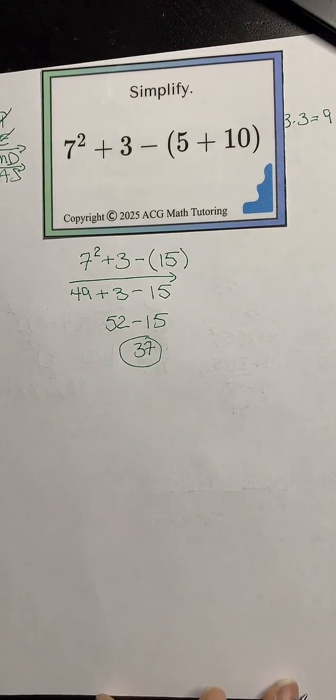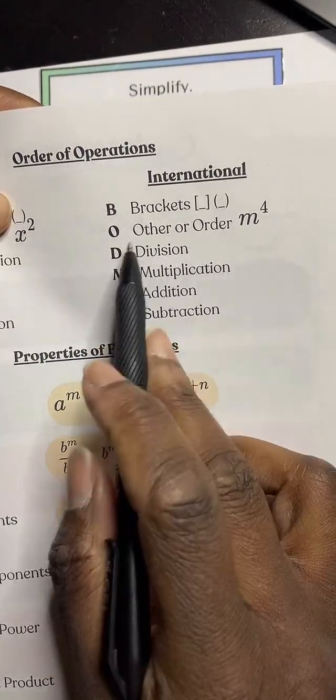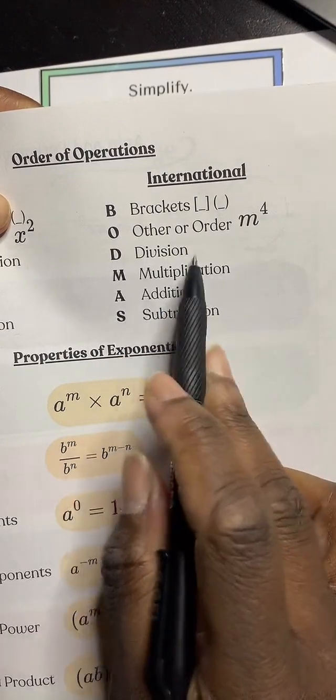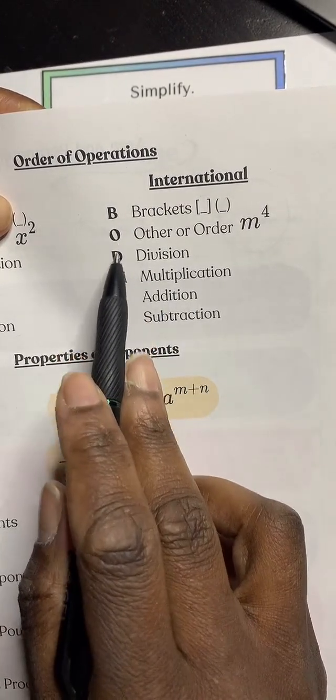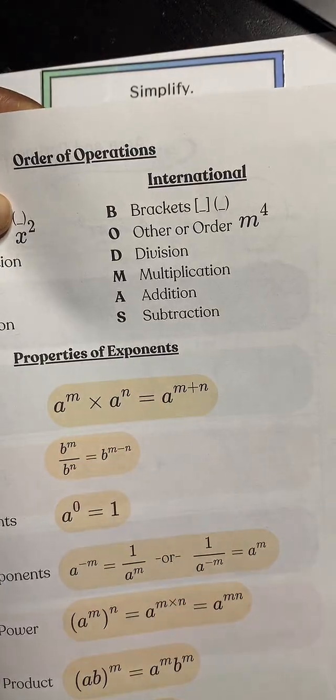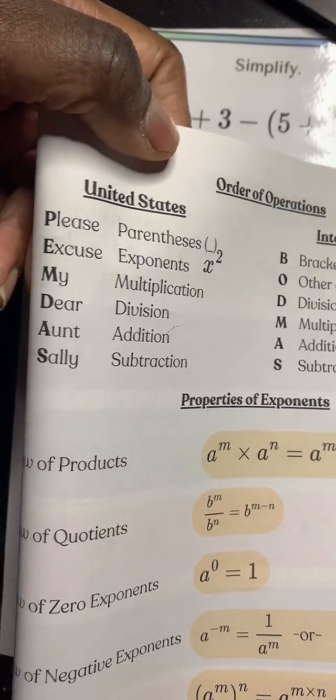All right. Okay. Yep, your brackets, your orders, yes. So if you are my international peeps, well, one, welcome in. All right, so I got you right here. So this is what you have. You have your brackets, your others or your orders, your division, your multiplication, addition, and subtractions, BODMAS. All right, or if you are here about the whole, please excuse my dear Aunt Sally.